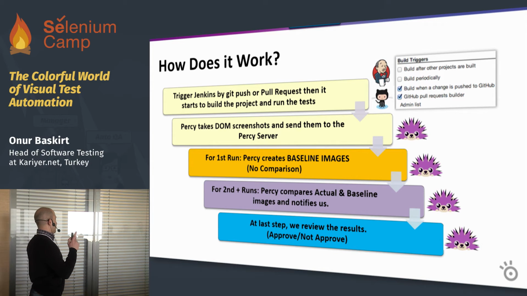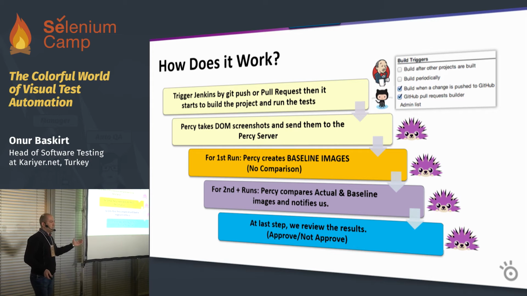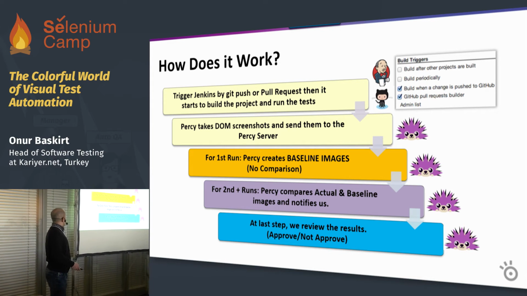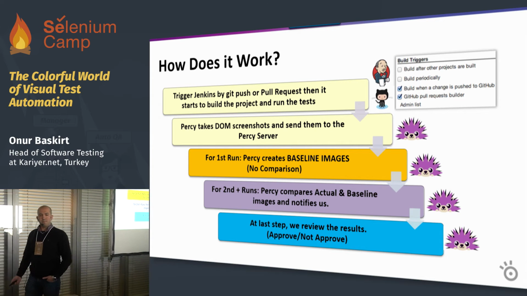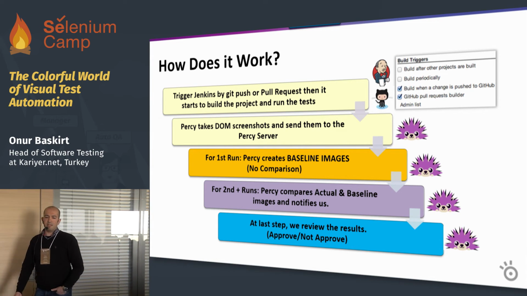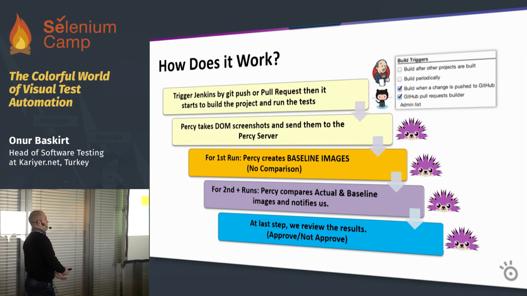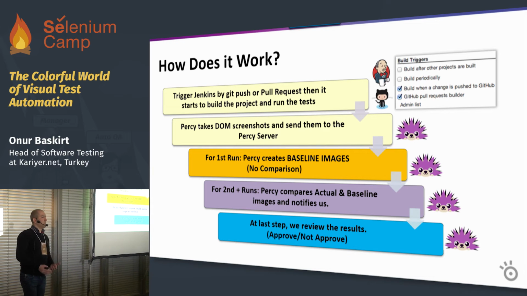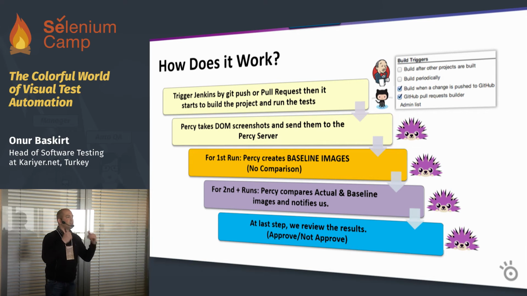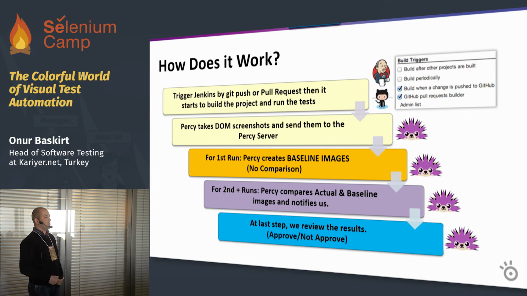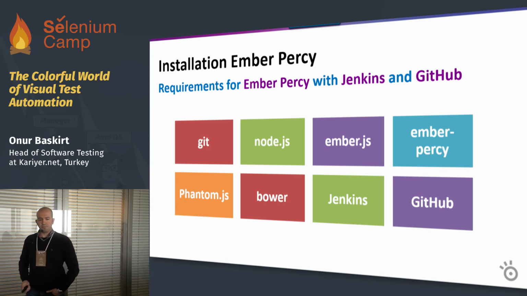At the first run, it saves the baseline image, no comparison, and it's similar to Applitools Eyes. And in the second and later runs, Percy compares actual images with the baseline images. And the last step, we will review and approve the changes. If we approve, we will also see the approval in GitHub. For example, Onur Baskirt approved the visual differences. While you are doing code review, you can also do visual reviews, or you can see the visual review outputs.